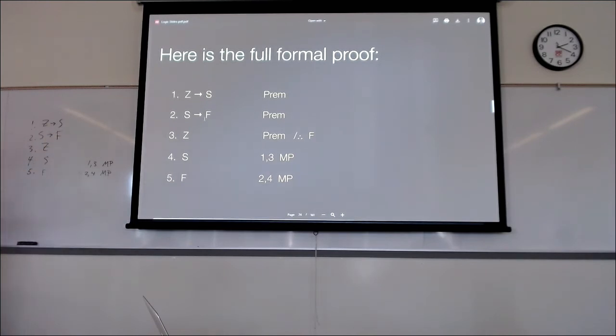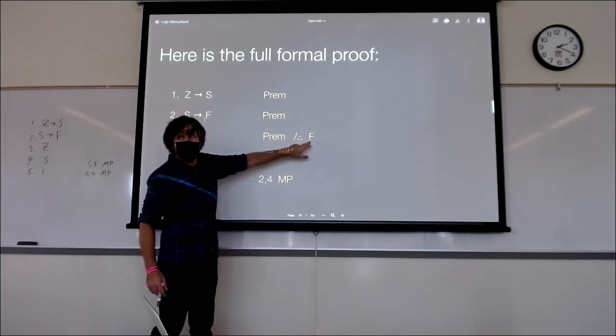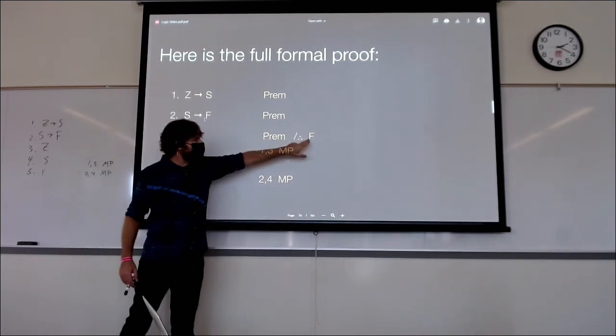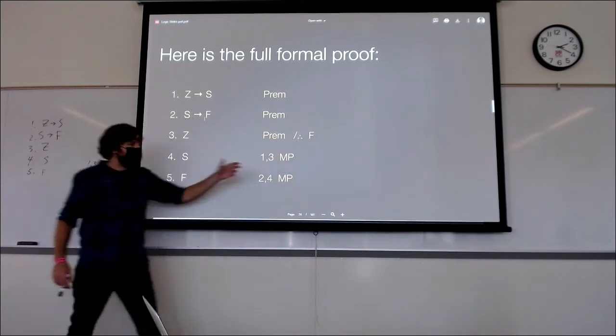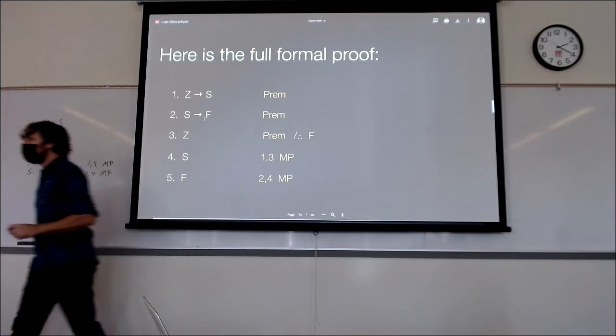Okay. So now you're at F. But wait. That was our target. That was our conclusion. So our proof is done. What you want to do in a proof is put your conclusion, your target, on the last line, and the proof is done.